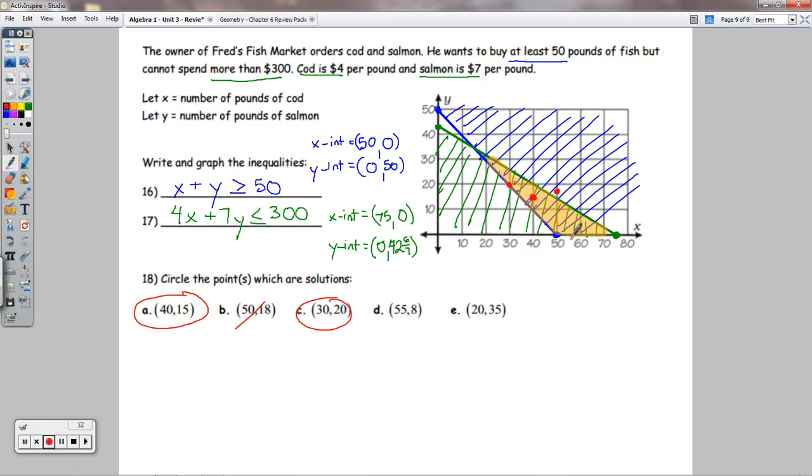55, 8. 55 would be right there. 8 would be right about there. Definitely in the region. So there's another possibility. 20, 35, that's going to be a little too high right there. It does not quite land in that feasible region. So it's A, C, and D that are going to work out there. So that does it for the review packet.